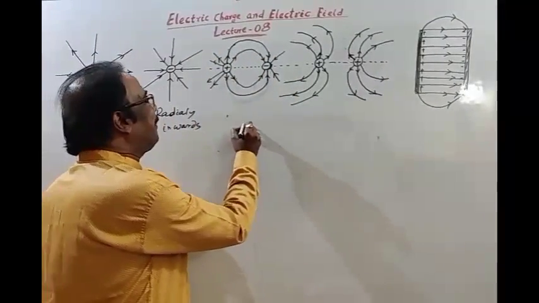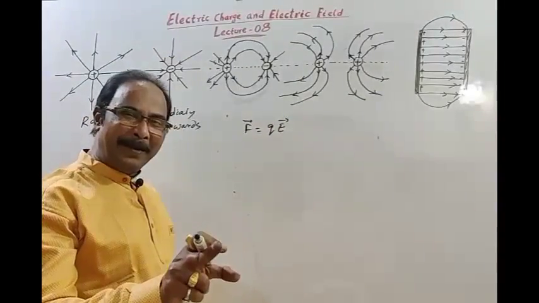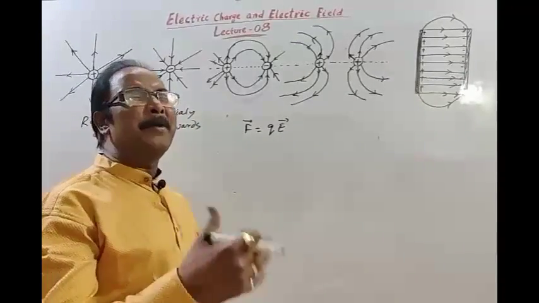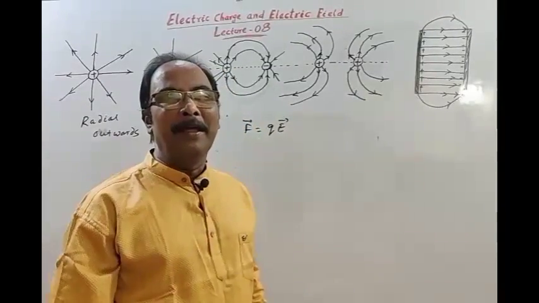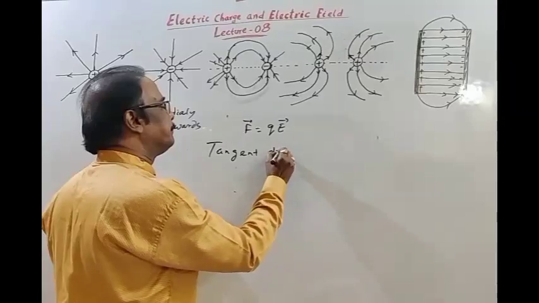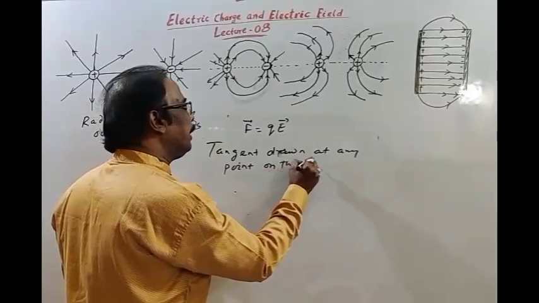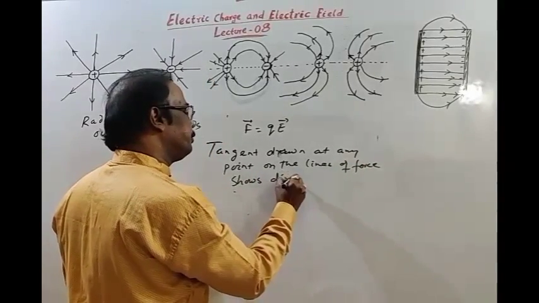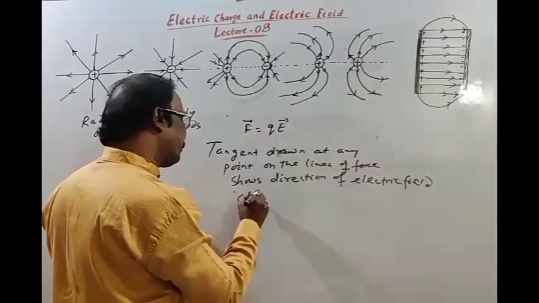Again, the force experienced by a unit positive charge is F = QE. Electric field is a vector quantity. The direction of the electric field, or field strength, field intensity, is along the direction of force. Then how can we determine the direction of the electric field, or the direction of force experienced by a unit positive charge? A tangent drawn at any point on the lines of force shows the direction of the electric field at that point.